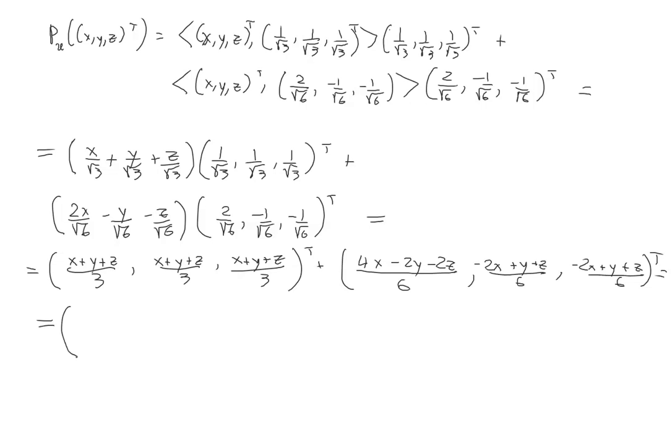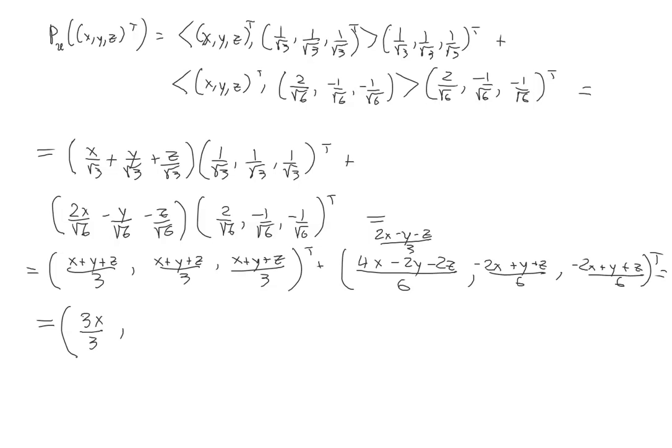So to make our life easier, this is the same thing as 2x minus y minus z over 3, right? So when I add 2x plus y plus z over 3, what do I find? I find 3x over 3, right? The other two things cancel.